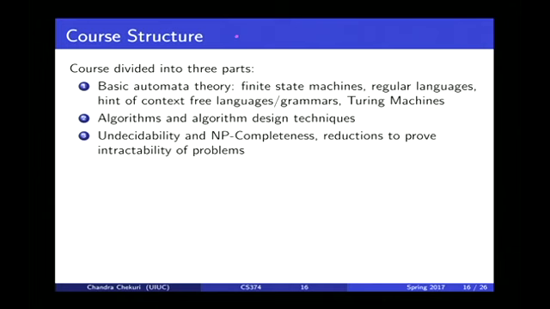And then we'll talk about two types of intractability. Undecidability is the notion that there are problems for which there are no algorithms. And NP-completeness is the notion that there are no efficient algorithms known, under a particular possible conjecture. So how do we prove that some problems are hard? That's the last part.